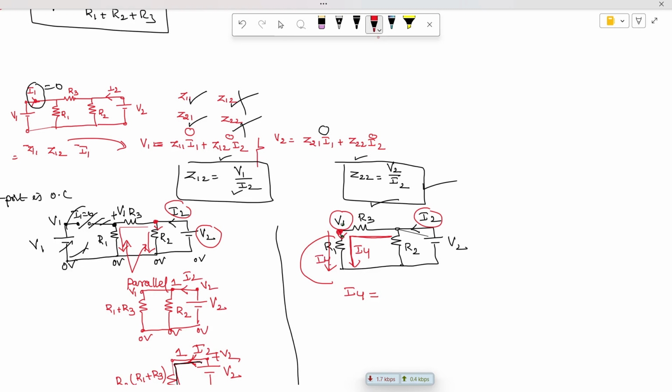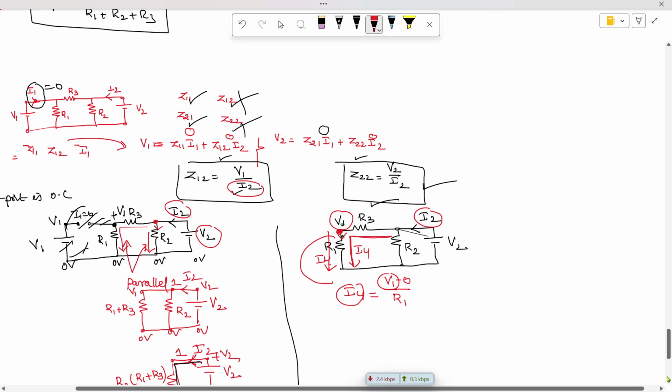So with respect to V1 I am writing. I4 I can write as high potential V1 minus 0 divided by R1. If you are writing with respect to V2, that is entirely different: I4 is equal to V2 minus V1. That's why I'm not writing like this. I want only the V1 relation. So now I got I1 and I4 I require. But I don't want this I4, because I require the relationship for I2.